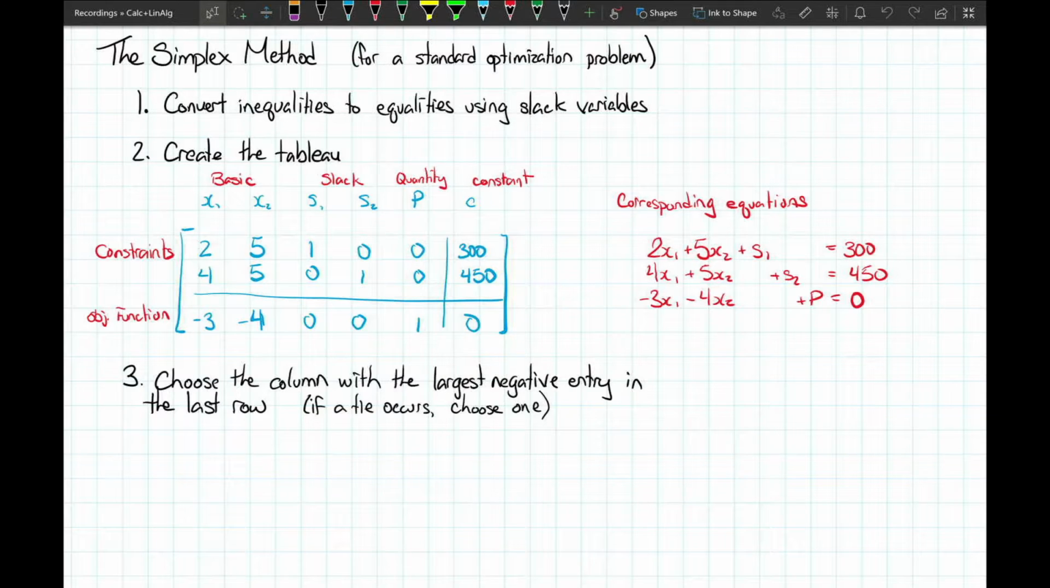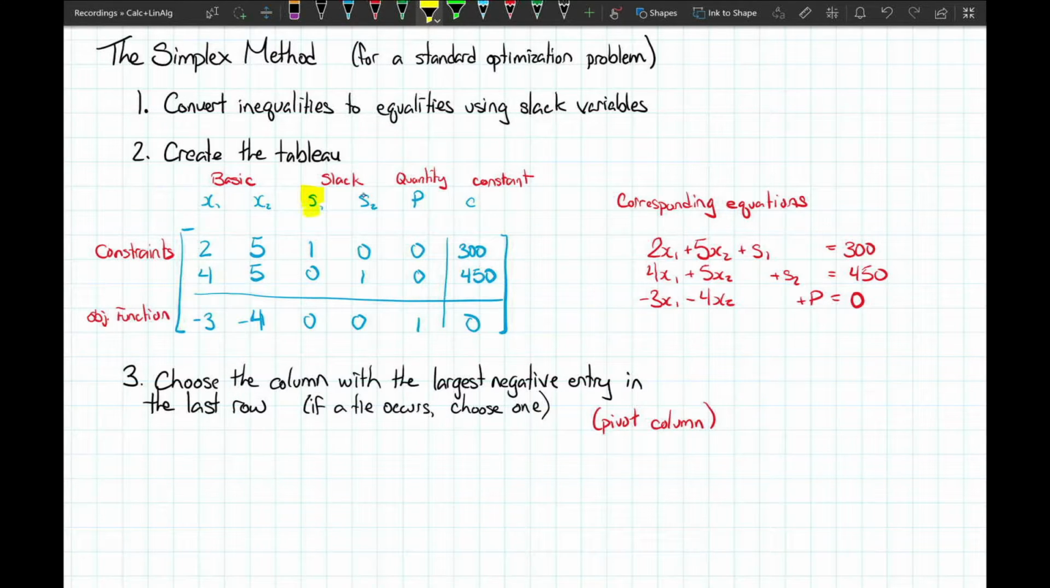Now, if you ever see that there's a tie and there are two values that are both as large and negative, then choose either of these two columns. And what we do with that column is we make that our new pivot column. You can kind of see that our initial tableau has 3 columns that are entirely zeros except for a single entry of 1.